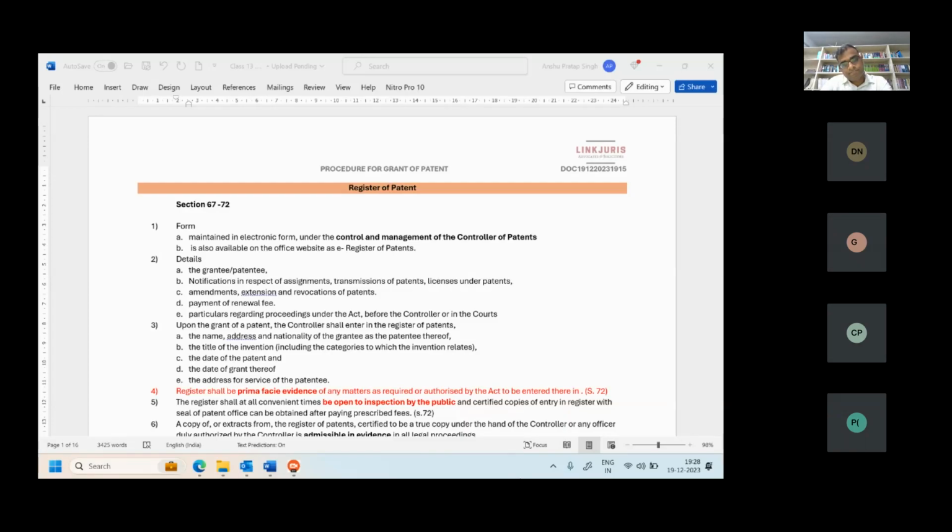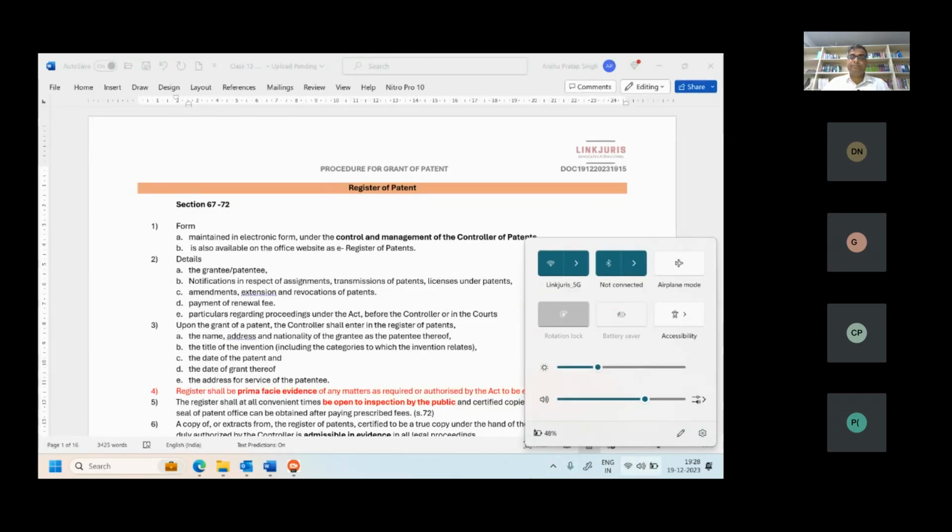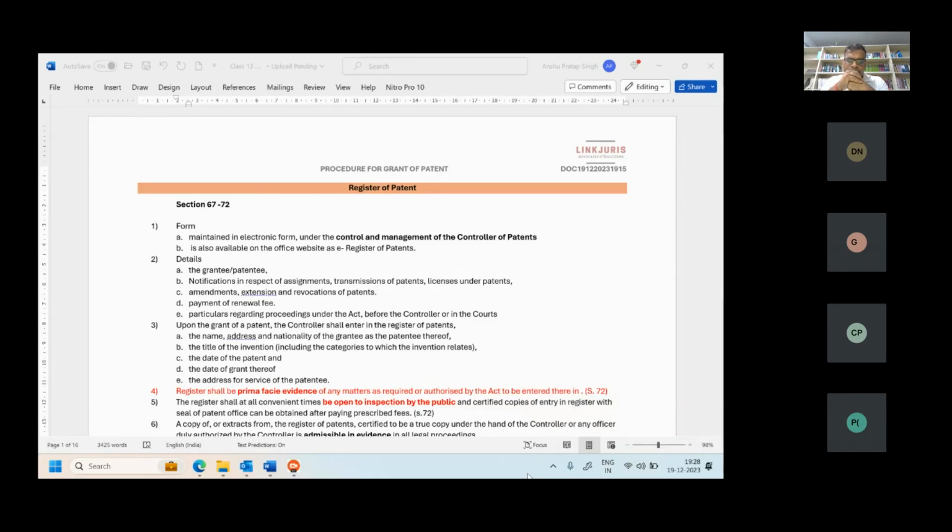Sir, after the grant, there was some sealing period. Okay, so sir, you are saying grantee and patentee can be the same. Sir, when the patent is first granted, then both are the same. But after that, if the grantee assigns the patent to someone else, then the patentee becomes the other person to whom it is assigned.